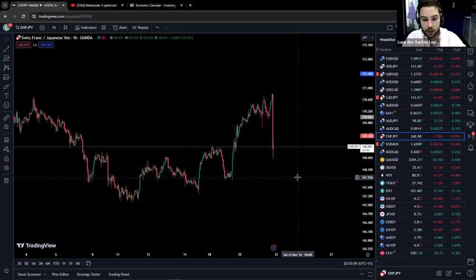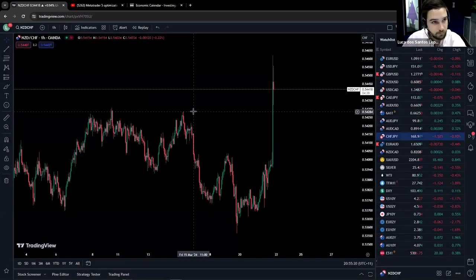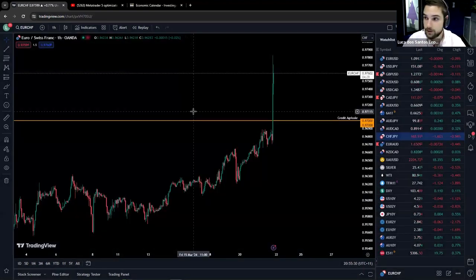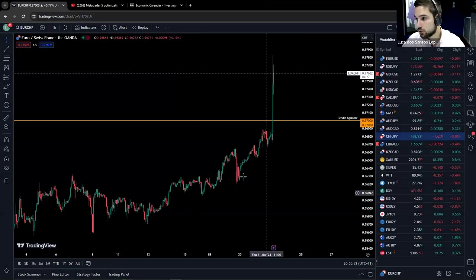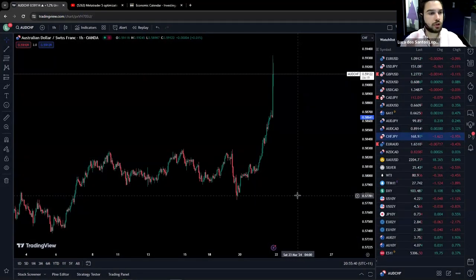Now, I would be looking to trade EURCHF, New Zealand CHF, which are both weaker currencies at the moment, because New Zealand is just in a recession. Euro CHF, that euro is much stronger than the Swiss franc. Okay, what else? Aussie CHF, going up as well. So I would like to pair with those trades. That can generate opportunities for us.